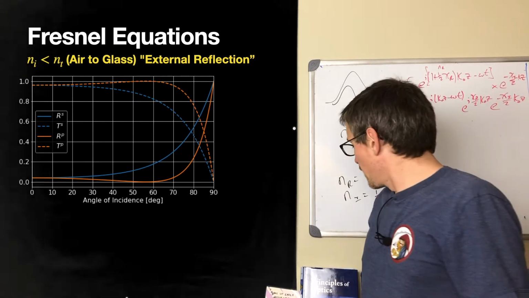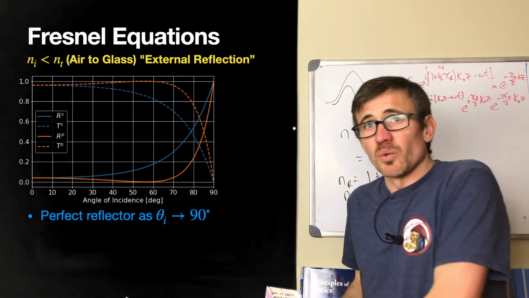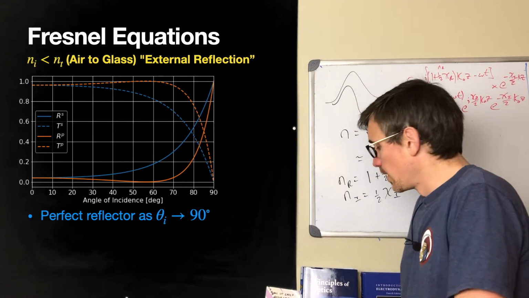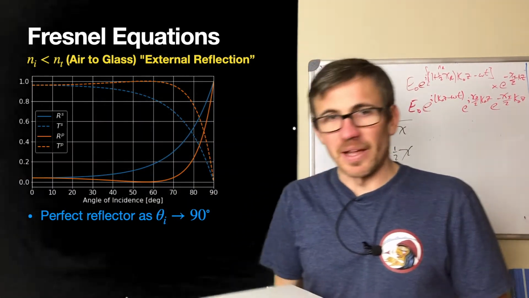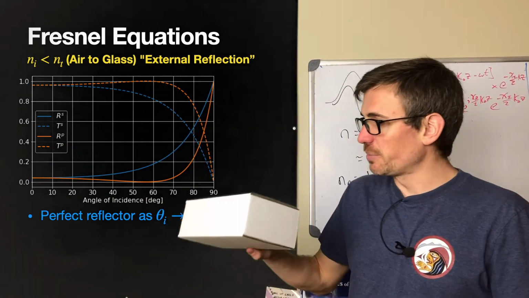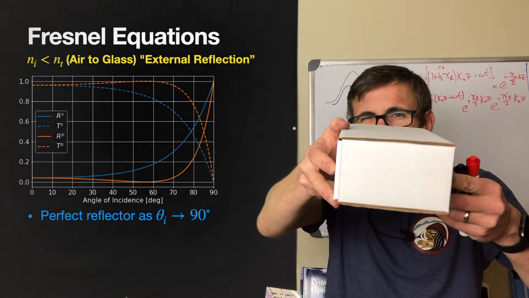So from this we can see a few things. We can see that, first of all, the reflectance goes to 1 as you go to 90 degrees. So even things which are not good reflectors, such as this piece of cardboard here, become better and better reflectors. I don't know if we can see this. I'm going to try to make it happen.